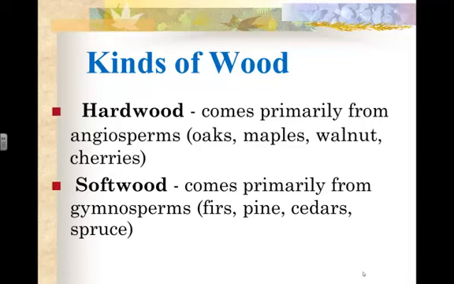Now, here's what you don't need to know: hardwood and softwood. Hardwood comes primarily from angiosperms, and that kind of wood is more expensive. If you get furniture made out of oak or maple or walnut, you're going to pay a lot more for that furniture. And softwood comes from the gymnosperms, which are the cone bearers, the pines, the cedars, and the spruce. It is called softwood because it is a lot softer. It will take more nicks and dings and get damaged more easily. That's why they don't make floors called softwood floors. They make floors that are hardwood.